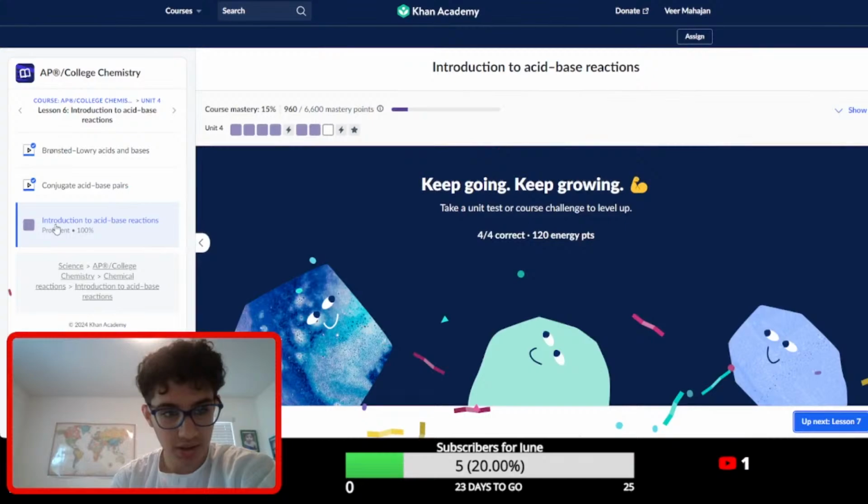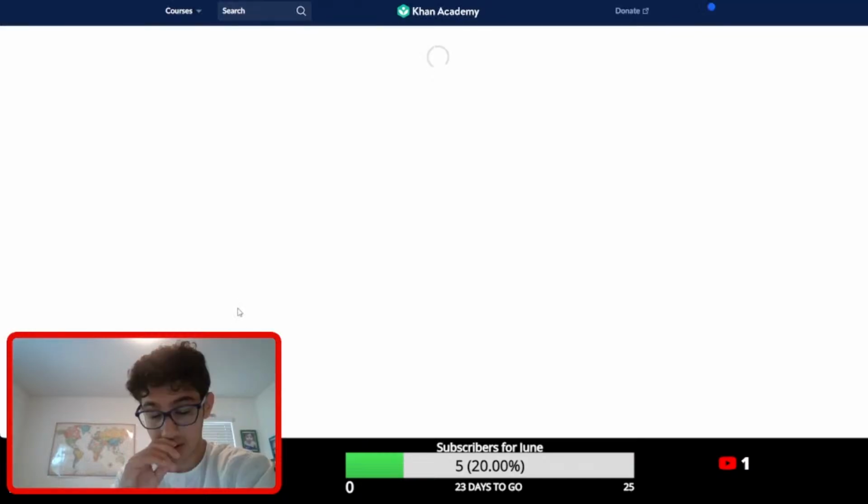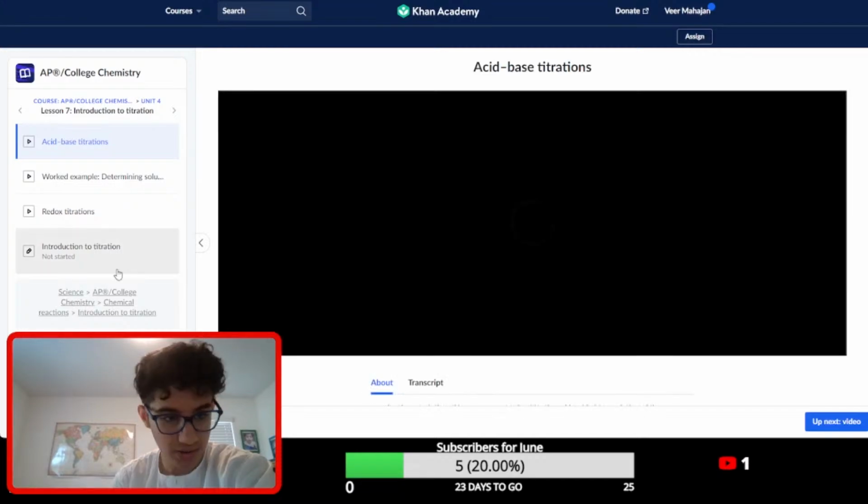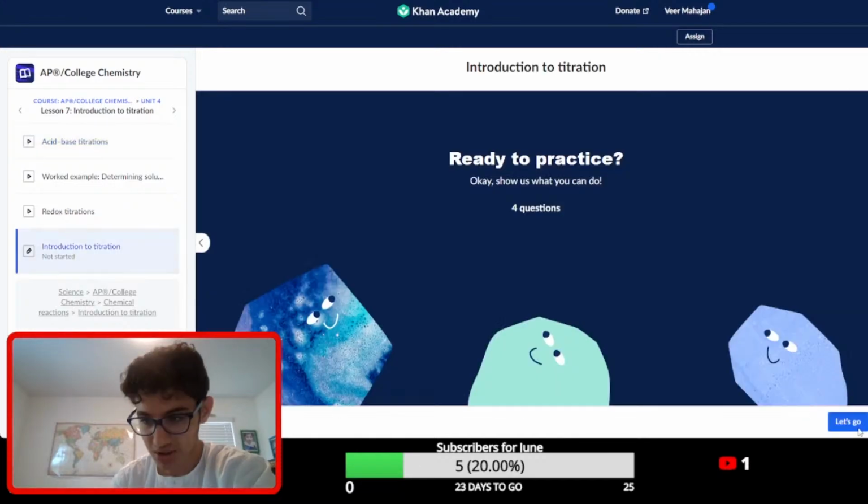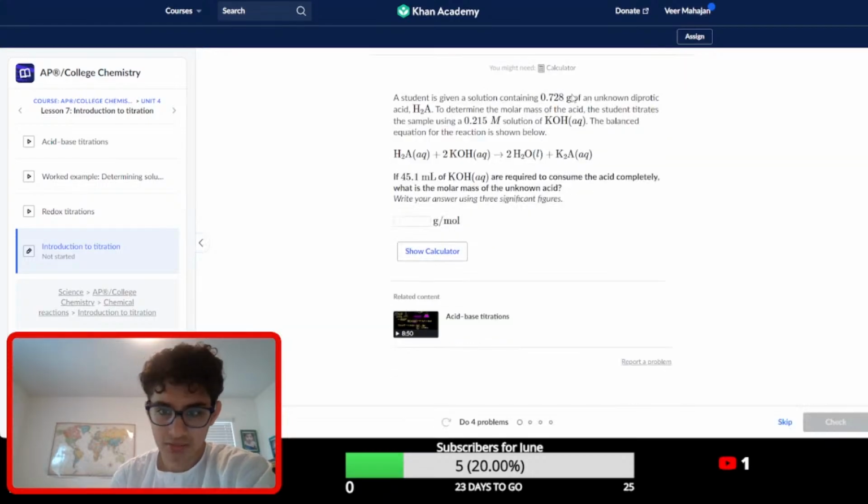Now the last one is titrations. Actually, I don't know how to pronounce it because I've not watched any videos with it. It's just been reading the book. So I'm saying titrations or titrations. It could be something else. Okay. Let's go with this.